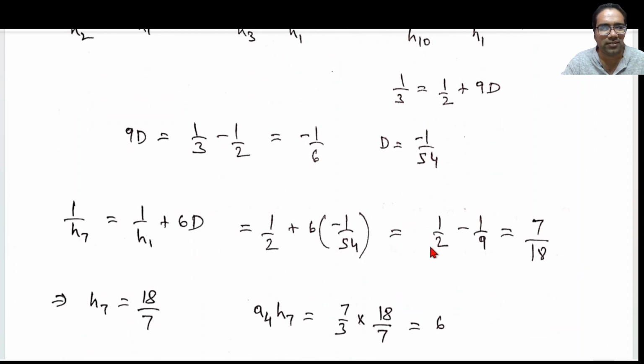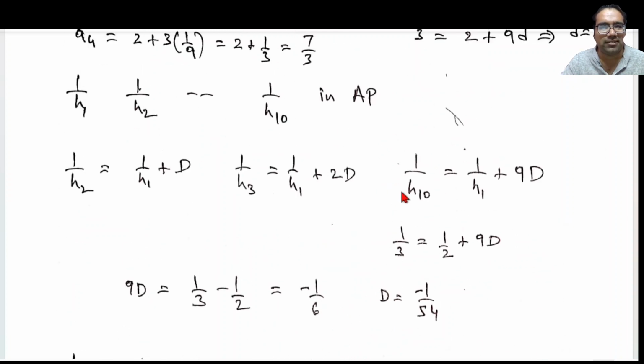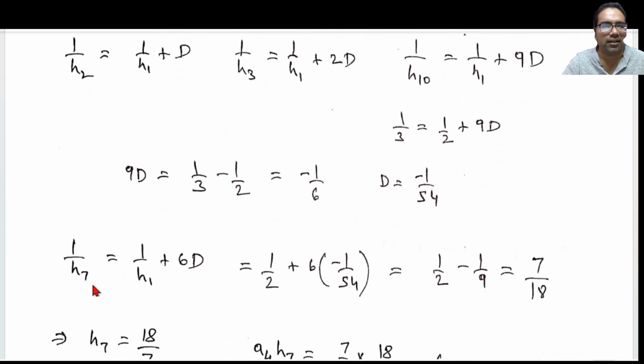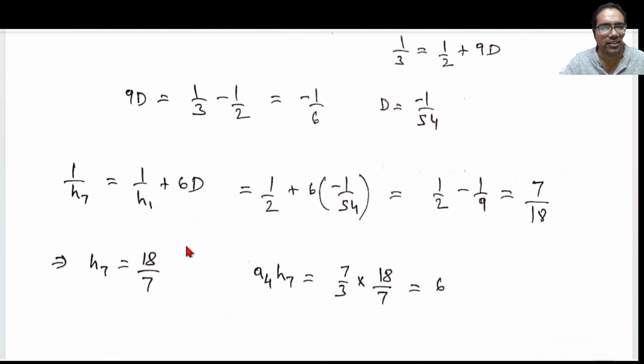So this is 1 by H7, which means H7 is 18 by 7. So A4 into H7 is 7 by 3 into 18 by 7. This 7 will cancel, and 3 goes into 18 six times. A4 is 7 by 3 and H7 is 18 by 7.